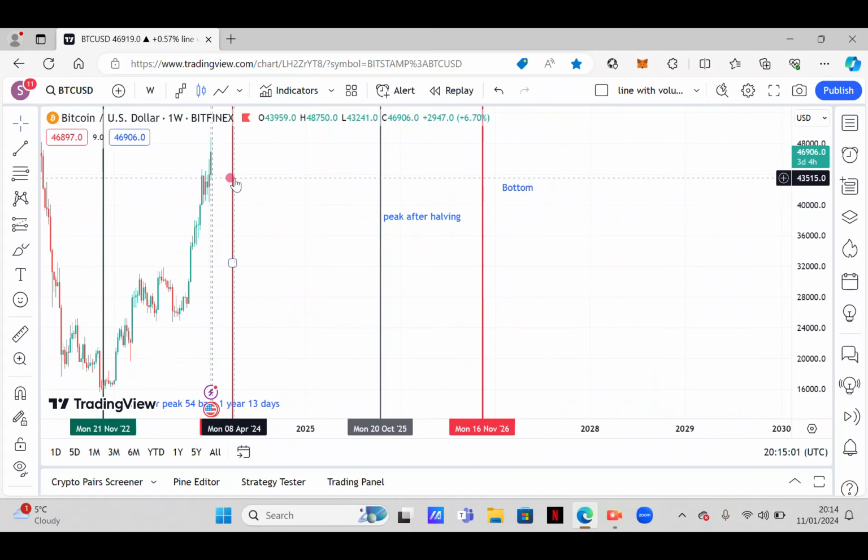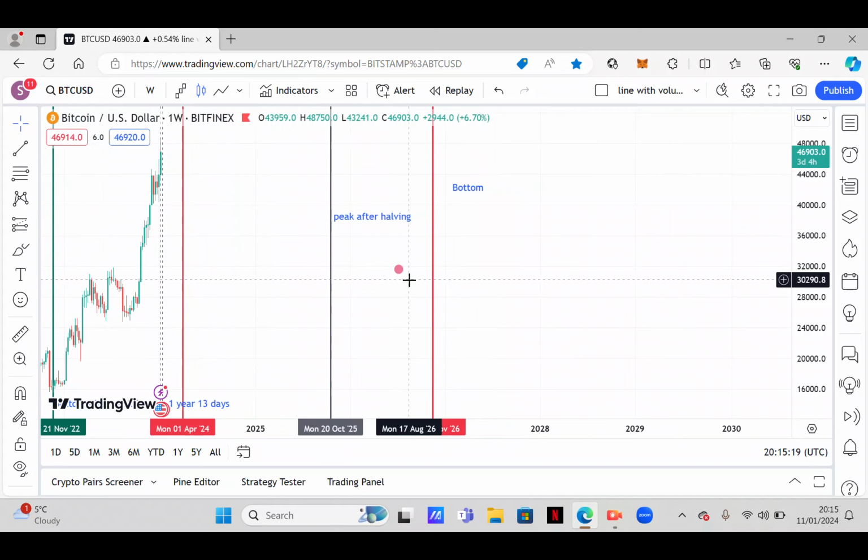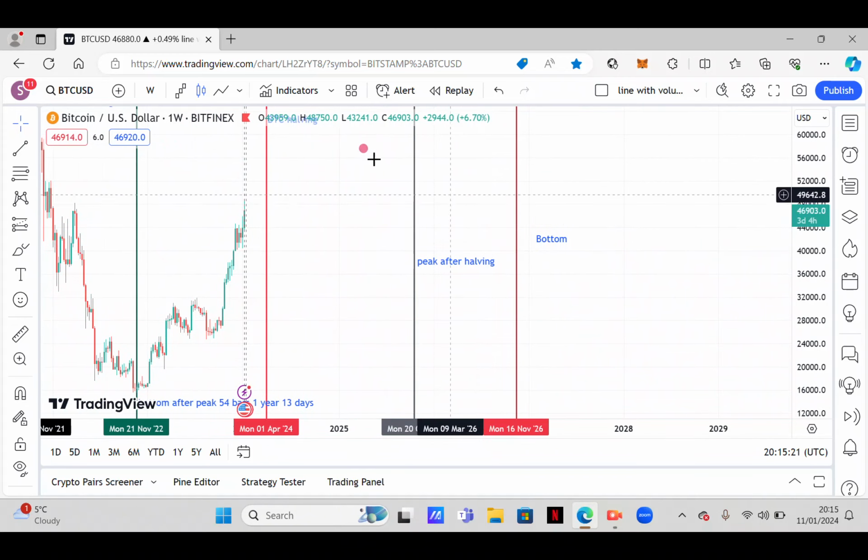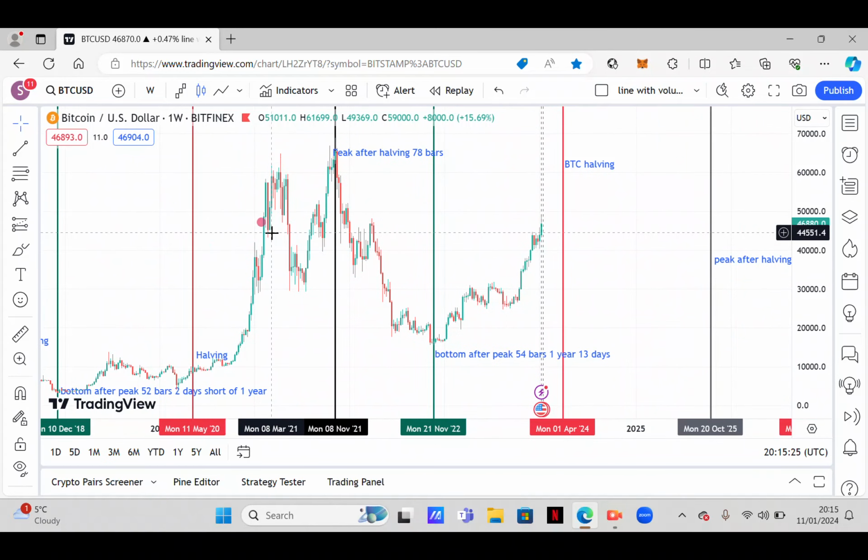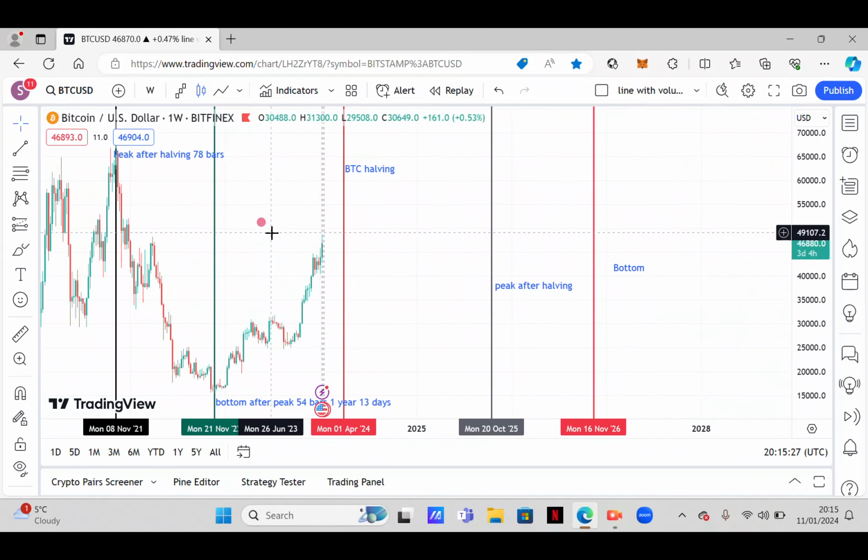If Bitcoin halving repeats and we get into a bull market which lasts up to the 20th of October 2025, and we catch the peak, that is the ultimate aim of this video. This video will be worth gold. I can't guarantee you, as no one can, that this is the actual cycle, but I think it is very probable.